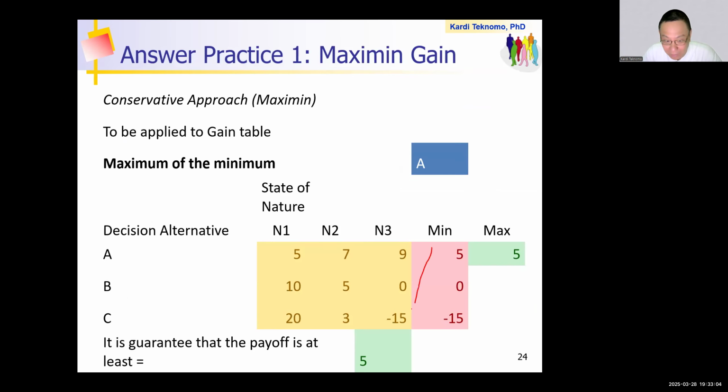Okay. So what is this result? 5. What is the meaning of 5? Look, this 5 is important. Why? Because if you use this maximum gain, you are guaranteed to get 5. You will not get minus 15, you will not get 0 if you choose A. So you are guaranteed to get at least this value. But you cannot get 20, you cannot get 10. Is it clear? Any question?